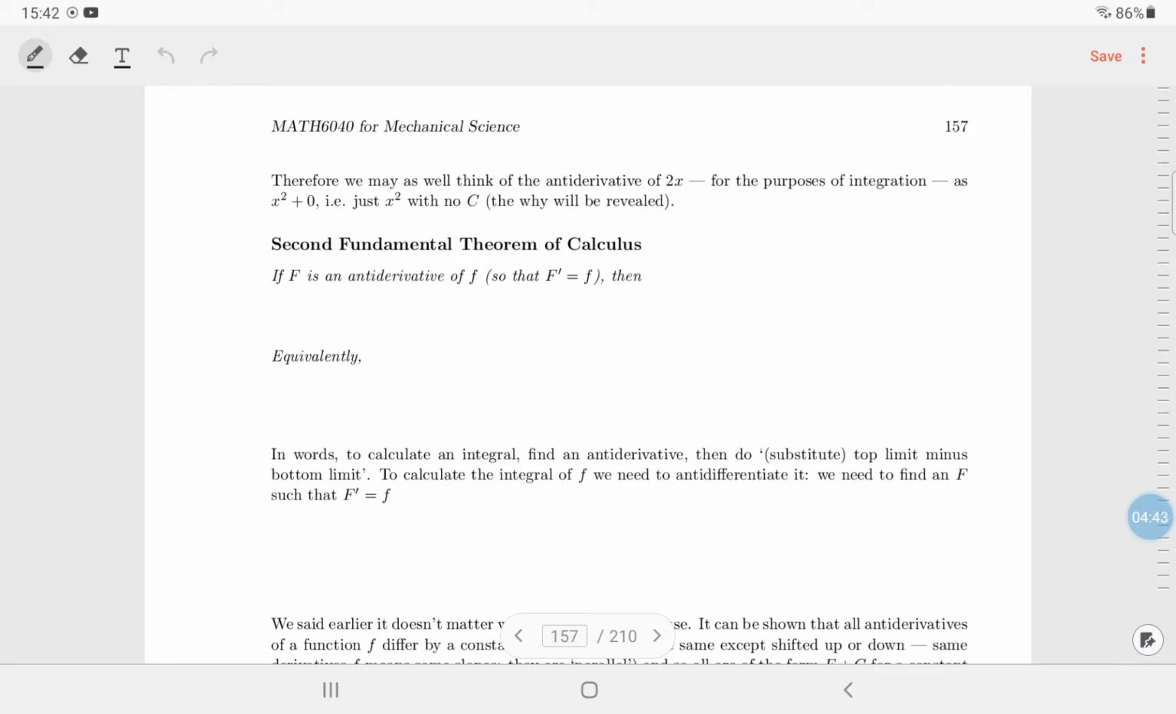Okay, so how am I going to write this down? I'm not sure what this equivalently is all about. So anyway, the second fundamental theorem of calculus says, I know what the other way is going to be, integrate from A to B. Yeah, I know what the equivalently is going to be.